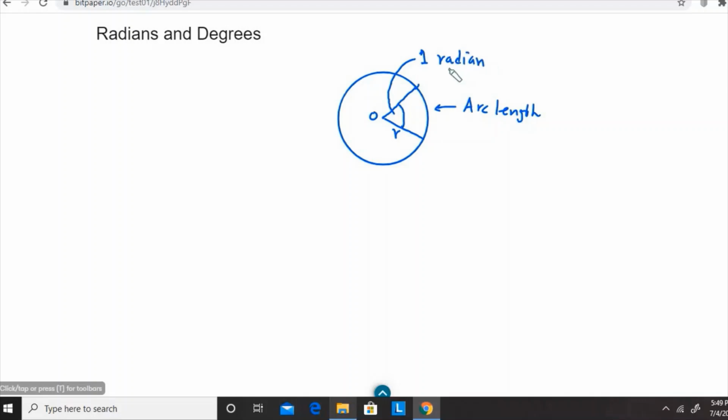In terms of degrees, 1 radian is equal to 57.3 degrees. Okay, so a radian is the angle subtended at the center of the circle when the arc length is the same as the radius of the circle. Okay, so keep that in mind.